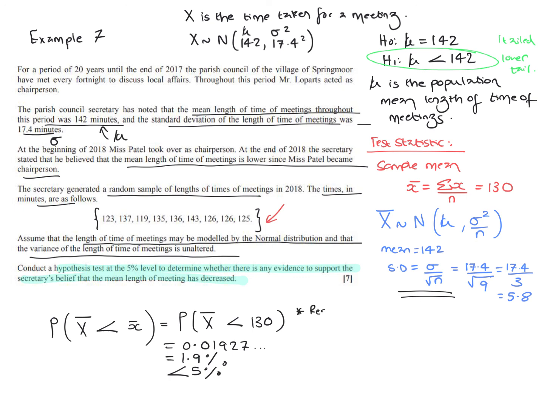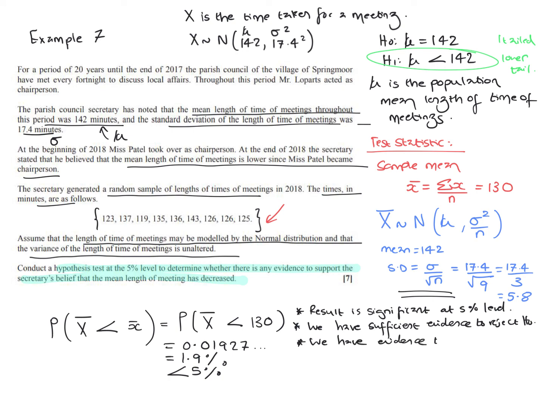So what does this mean? It means the result is significant at the 5% level. We have sufficient evidence to reject H0. And we have evidence to suggest that the mean length of meeting times has reduced. Or decreased. So our 3-point conclusion at the end, with the last point bringing the context of the problem into our answer.